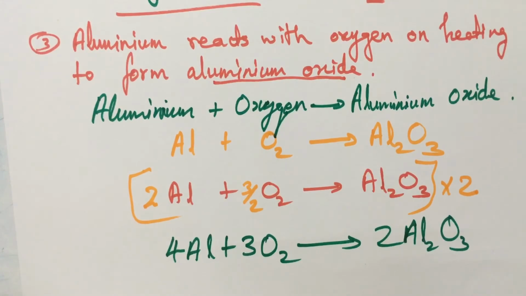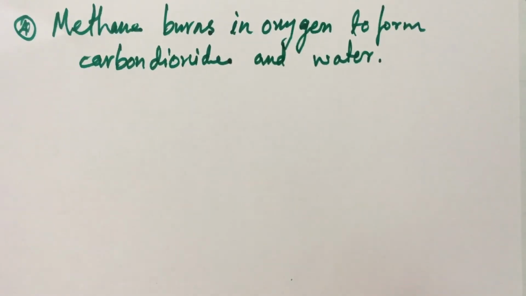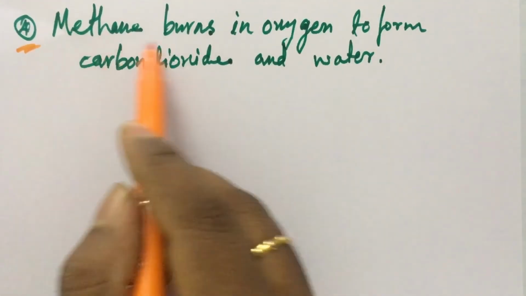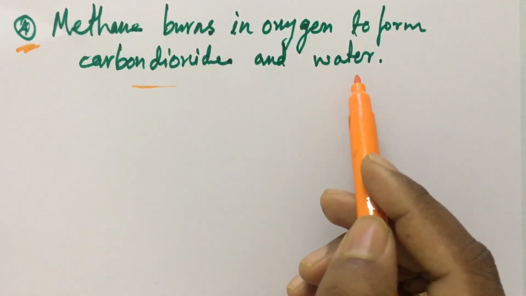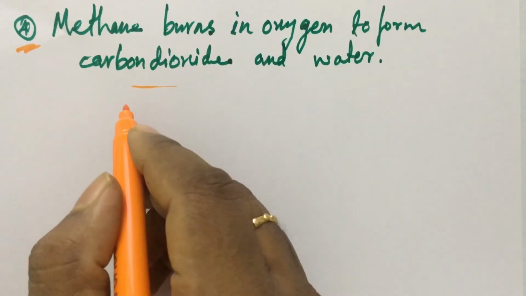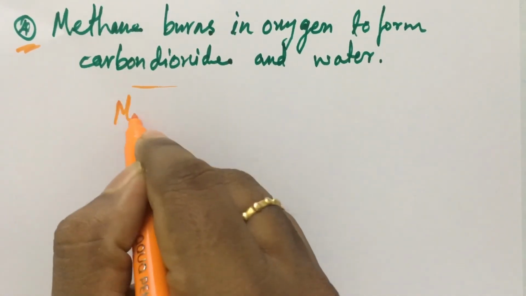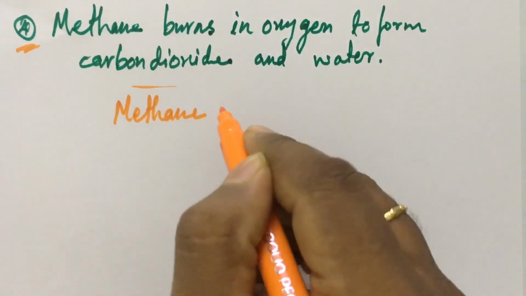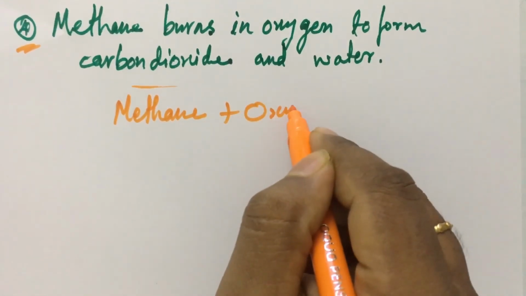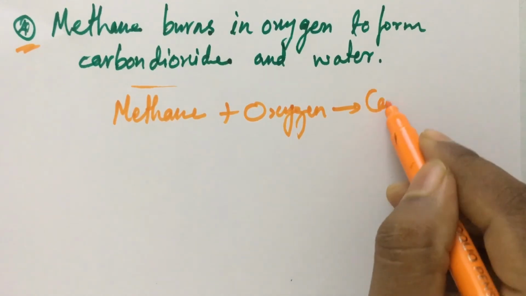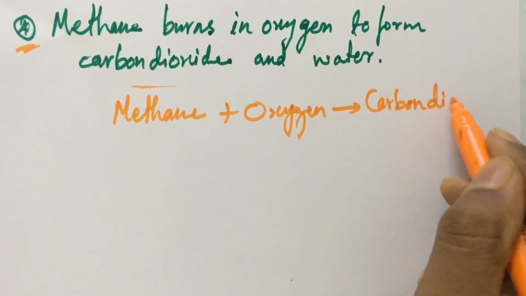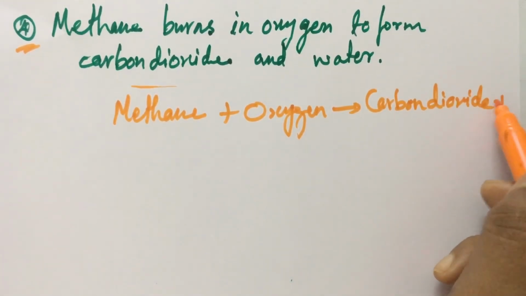Let us move on to the next question. So children, what is the next question? We have methane burns in oxygen to form carbon dioxide and water, right? Now let me write the skeletal equation, that is methane plus oxygen gives carbon dioxide plus water.